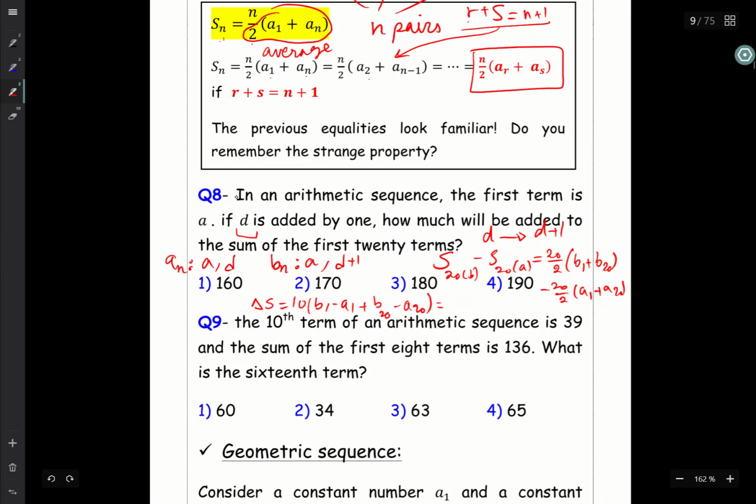And b1 and a1, they are both a, so they are equal. And b20 minus a20, the first term is the same. It's just 19 times (d of b minus d of a), which was 1. So this ends up to be 190. Okay?